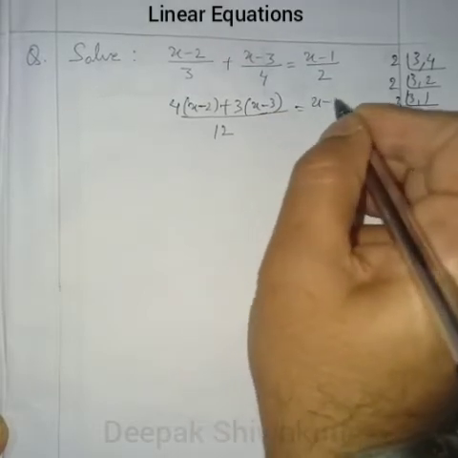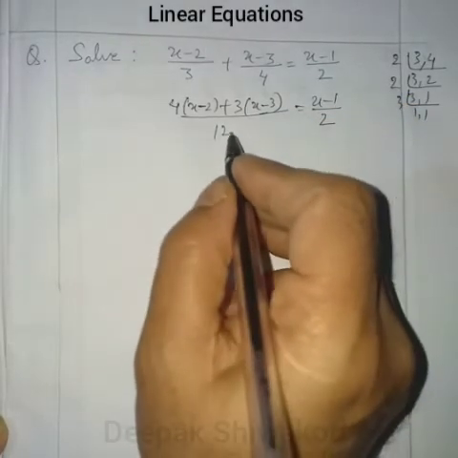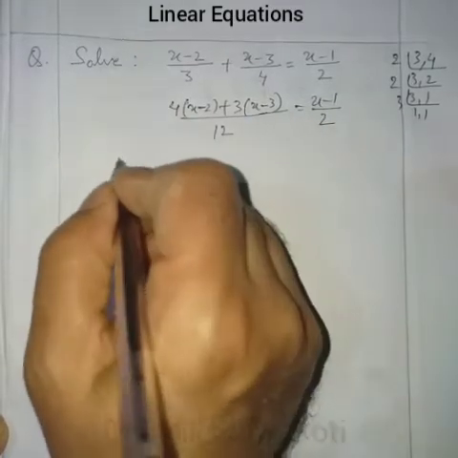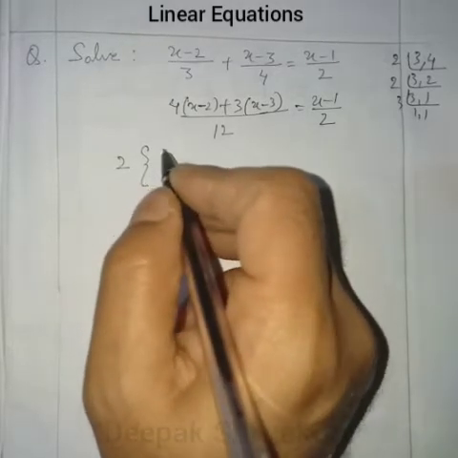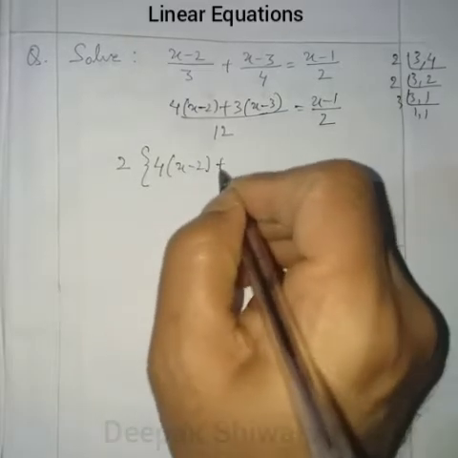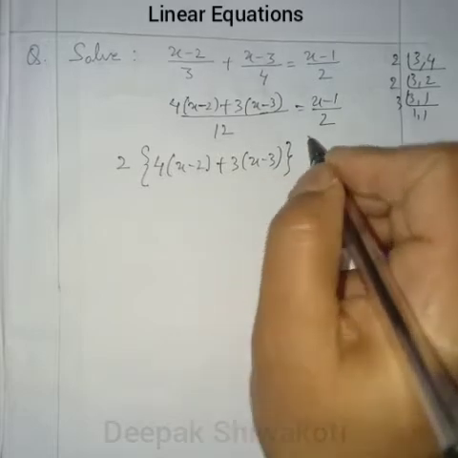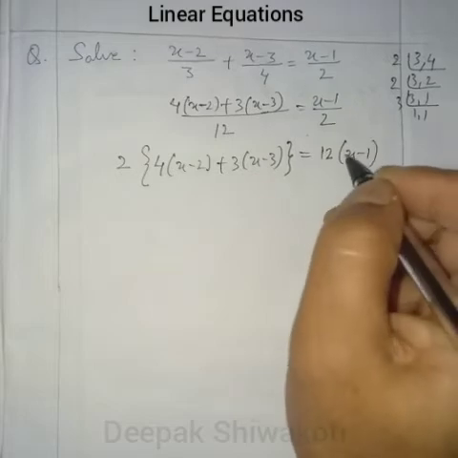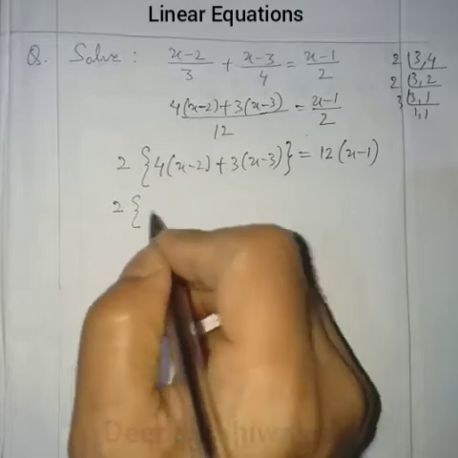And this side x minus 1 by 2. Okay, now this 12 will multiply this side and this 2 will come to this side. So here 2, let us use another curly bracket also here. Okay, so inside this 4 x minus 2 plus 3 x minus 3, close the bracket. This 12 goes this side, 12 x minus 1. Okay, now inside the bracket let us simplify.